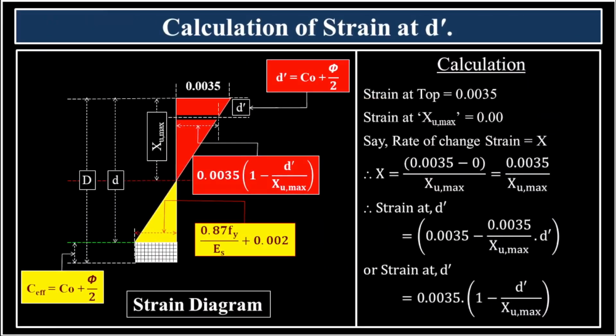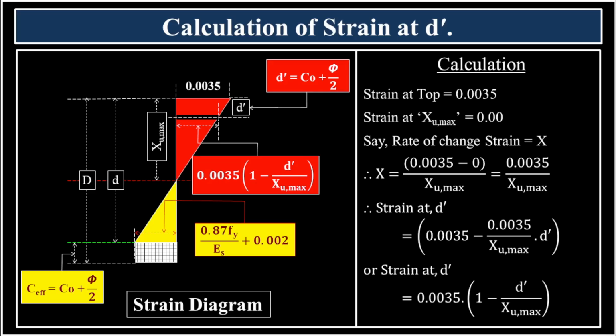Now, let's see how we find the strain at d. We know the strain at the very top is 0.0035, and the strain at xu max is 0. So, the rate of change of strain, let's call it x, is equal to 0.0035 minus 0, divided by xu max, which equals 0.0035 divided by xu max.